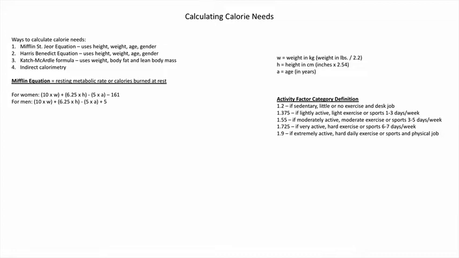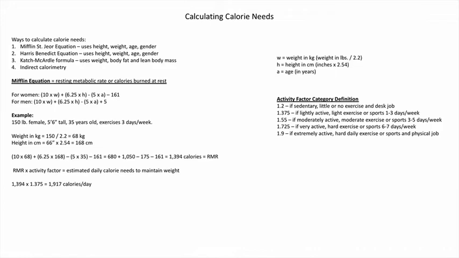So the formulas that we use, two different formulas for men and women. For women, we take 10 times weight in kilograms, and you'll see the calculation for that on the right, plus 6.25 times height in centimeters, minus 5 times age in years, and minus 161. For men, most of that is the same, except instead of subtracting 161, we add 5. So the formula is just a little different for men and women. And again, this gives us a resting metabolic rate, calories burned at rest.